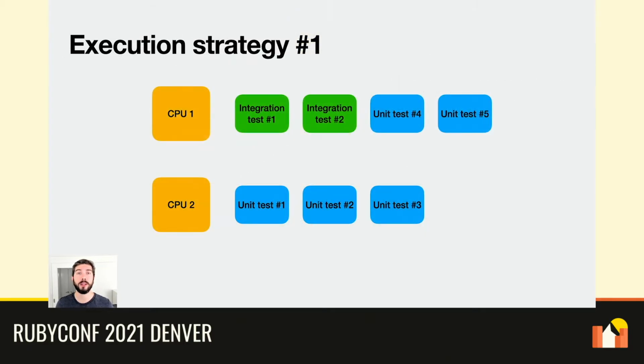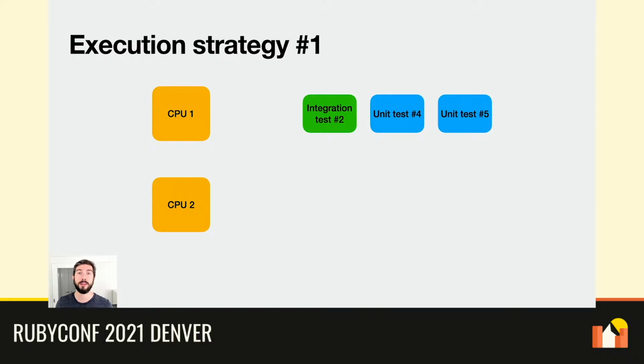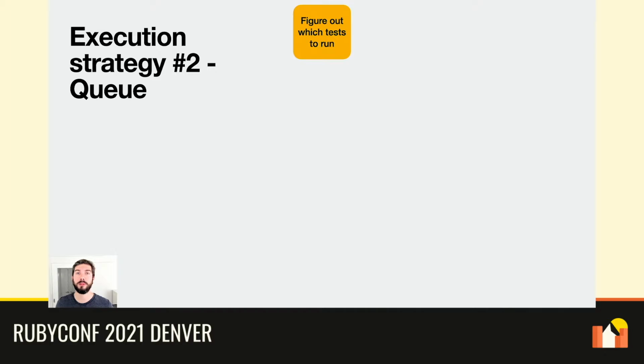So, for example, if we end up in a situation, here CPU 1 got unlucky, it got randomized with a group that is larger, and it also has two integration tests which are slower than unit tests, then it's very likely that CPU 2 is going to be able to finish running its group faster than CPU 1, and in the end it's just going to sit there idle waiting for CPU 1 to finish when it could continue doing more work for us. Execution strategy number 2, by using a queue, tries to address this.